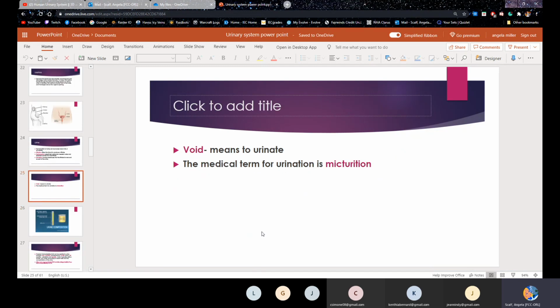You'll see it. Now, here's a term you may or may not know. If you ever go to the doctor and the doctor says, I tell that patient to void in the cup, and you look at them like, what? Tell them to do what in the cup? Void means to pee. That's all.